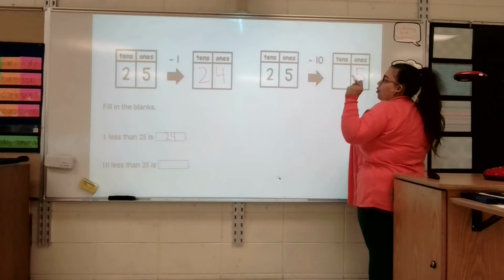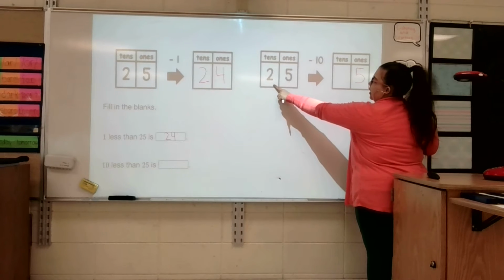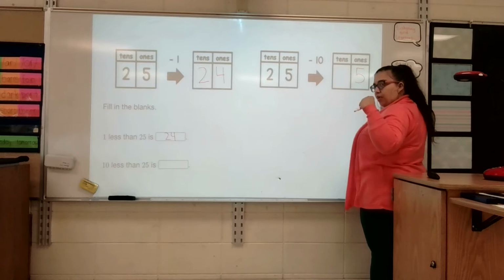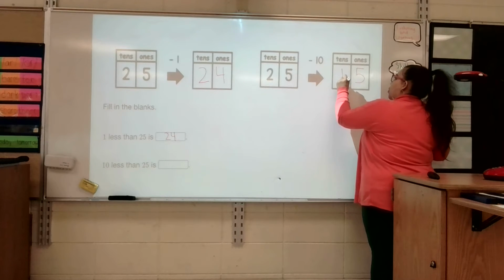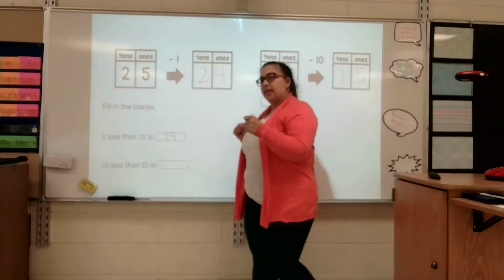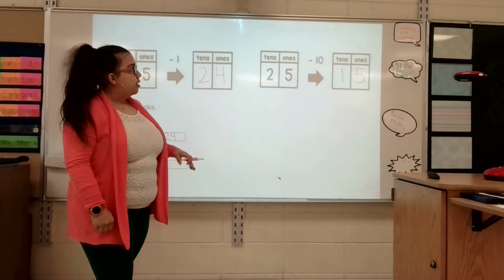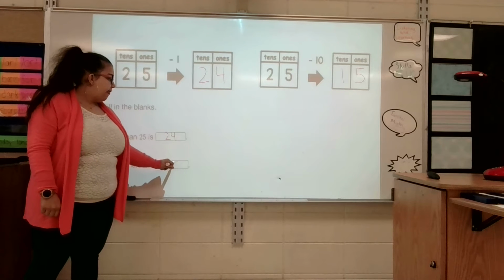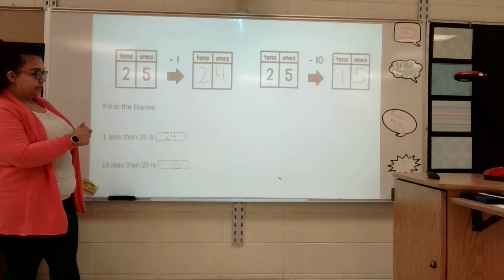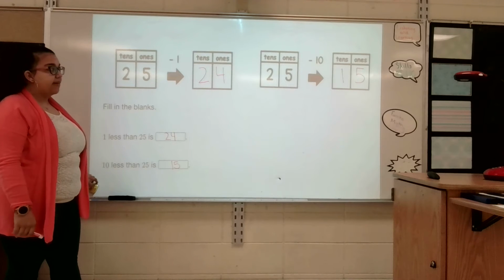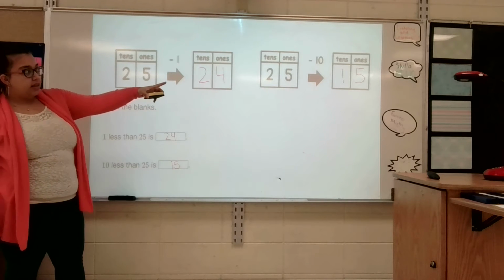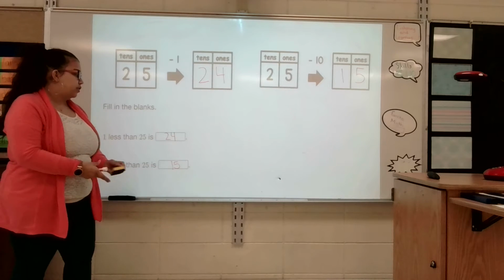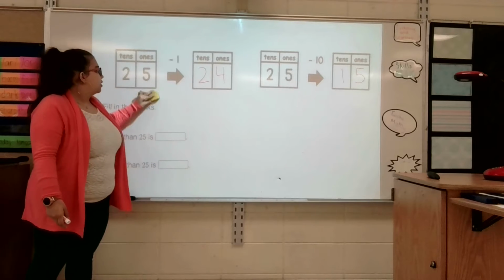But if I take away a group of 10, so if I had 2 10s, I took away 1 10, I'm left with 1 10. 2 10s minus 1 10 is equal to 1 10, which means 10 less than 25 is 15. So like I said, you'll work that out. Paper, pencil, put in the computer the answer to the question. Alright, that's one problem type.